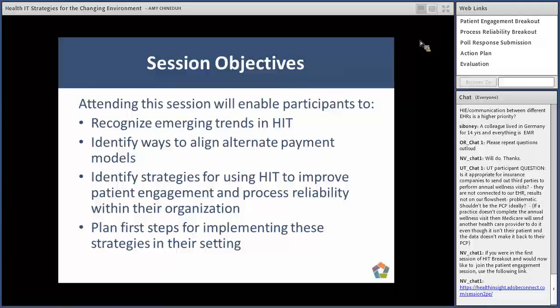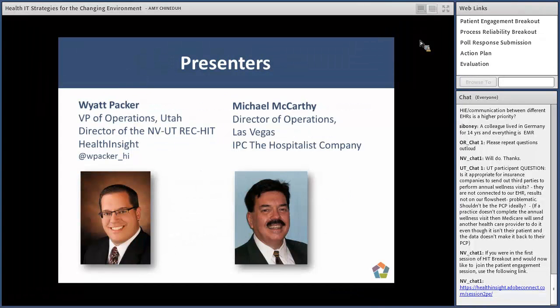So, I am excited about this session as we hope to accomplish multiple things, including enabling you to recognize emerging trends in health IT, identifying ways to align with alternate payment models, identifying strategies for using health IT to improve patient care and process reliability, and planning first steps for implementing health IT strategies in your settings of care.